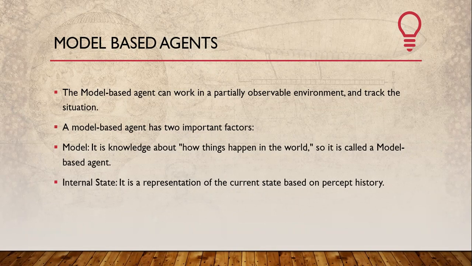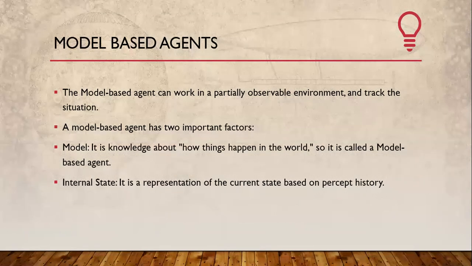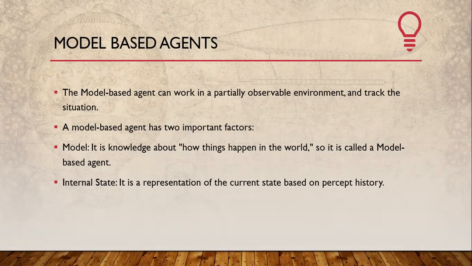Let's take an example: a taxi driving agent. What is the world for the taxi driving agent? Students, when we say how things happen in the world, we are basically talking about the bigger picture of the environment for that agent. For example, for a chess playing agent, the world is the chessboard and the thought process of the opponent player. That is the world for it.